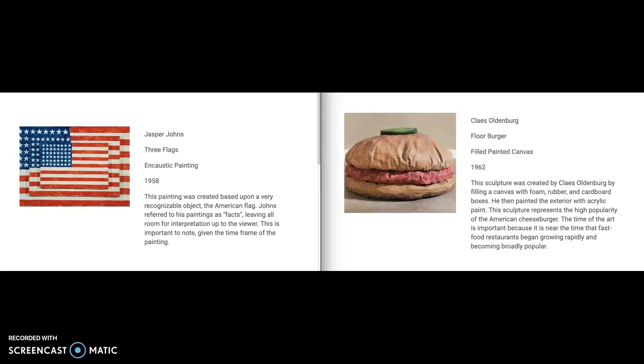Hey y'all, my name's Summer Coble, and today I'm going to be comparing and contrasting two works of art from the pop art era. So first up, on the left-hand side of the screen, we have Three Flags, which was an encaustic painting by Jasper Johns. It was made in 1858.